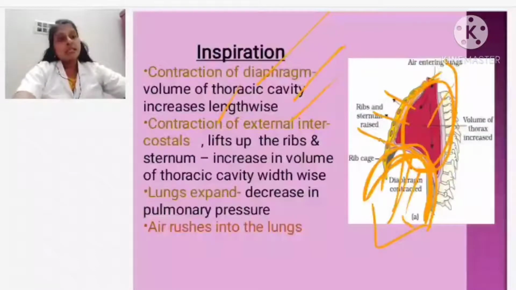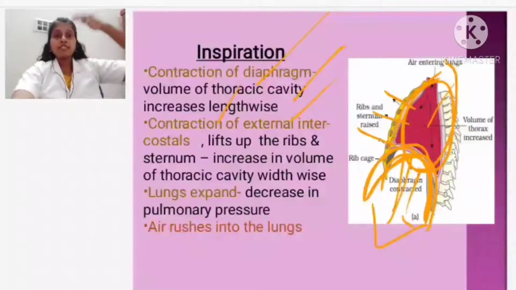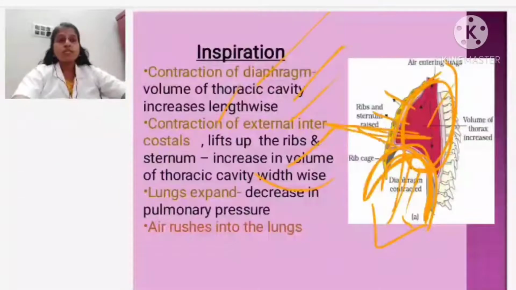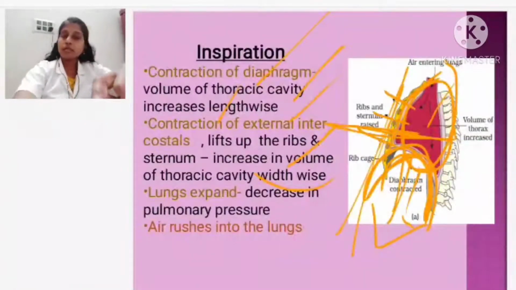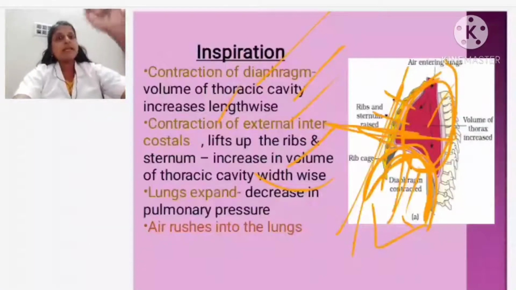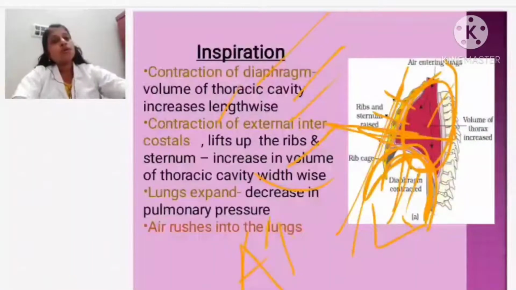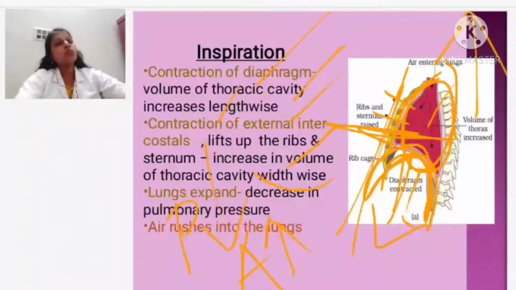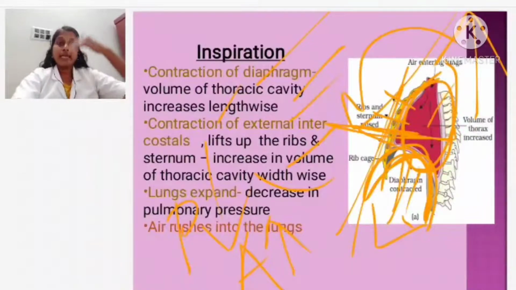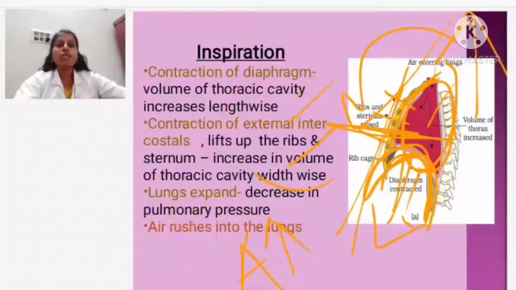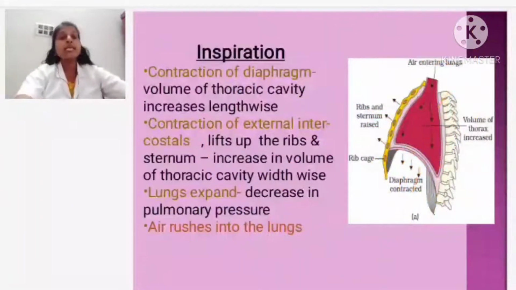Contraction of the external intercostal muscle lifts up the ribs and the sternum. So the sternum as well as the ribs are lifted up. So volume widthwise also is increasing, like this and like this, right? Lungs expand. So what happens when the lungs are expanding? The area is more, the pressure is less. Outside the pressure is more, so the air rushes in, moving into the lungs. This process we call inspiration.